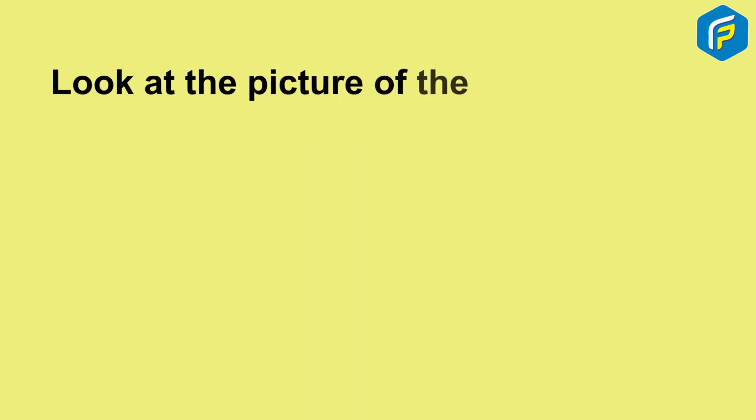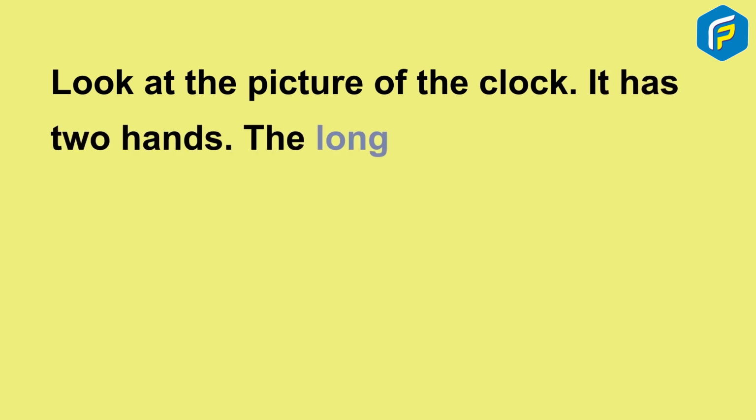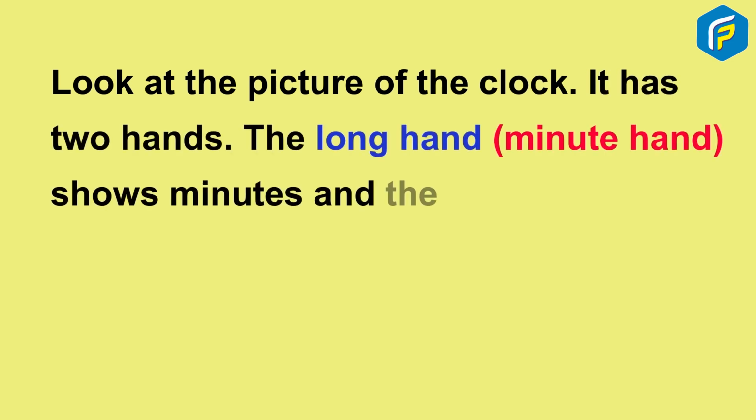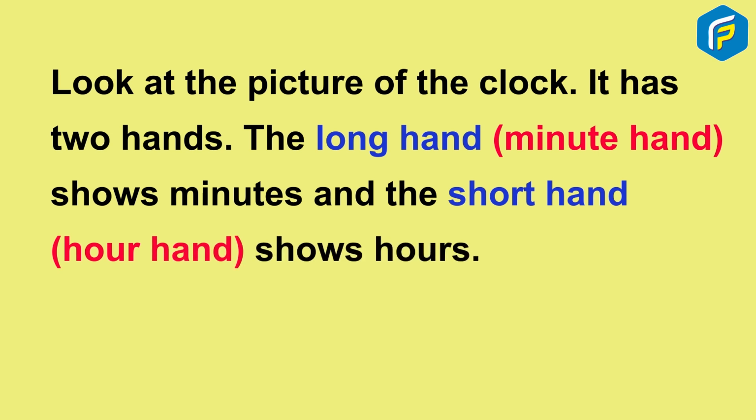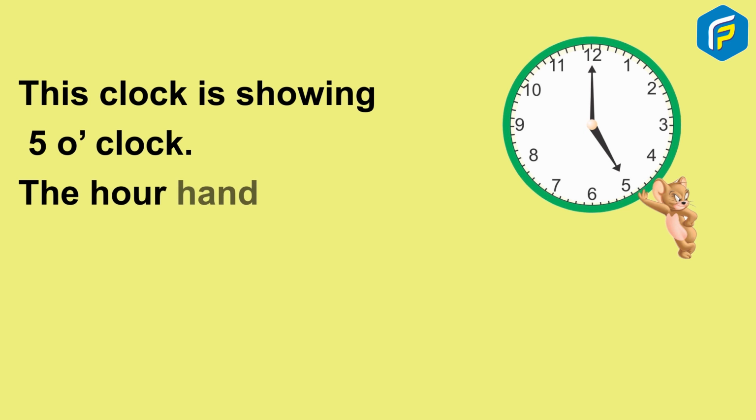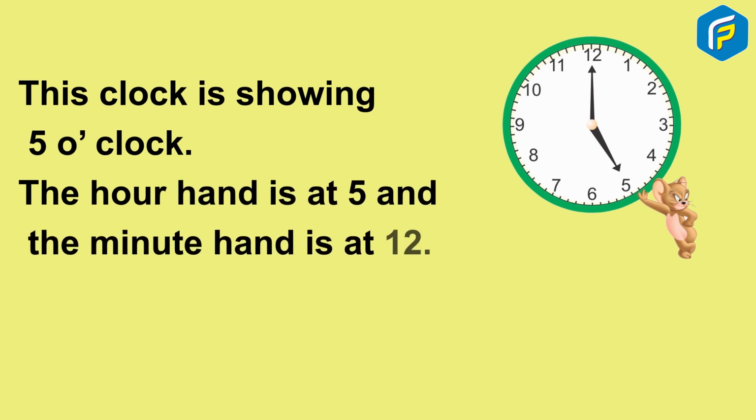Look at the picture of the clock. It has two hands. The long hand, minute hand, shows minutes and the short hand, hour hand, shows hours. This clock is showing 5 o'clock. The hour hand is at 5 and the minute hand is at 12.